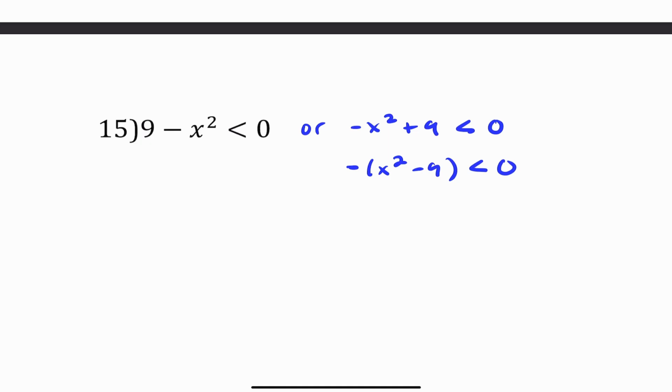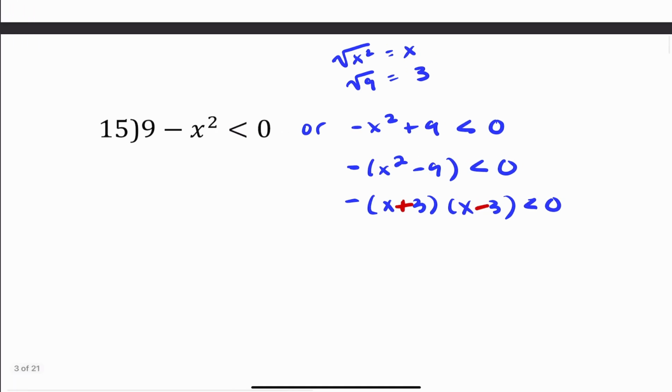Both of these terms are perfect squares separated by a minus sign. So I can rewrite this as negative times x plus 3 times x minus 3. Right? So if I take the square root of x squared, you get x, and you take the square root of 9, you get 3. So one should be plus, and the other should be a minus. And then this is all less than 0. Okay, so the leading coefficient is actually negative, right? So -1. There's a -1 right there. The degree is even.